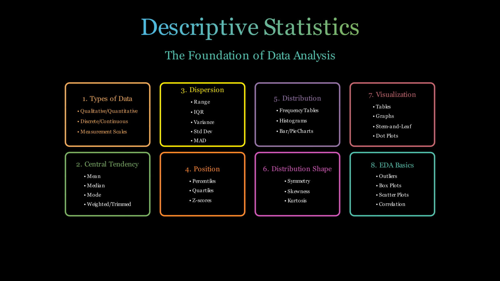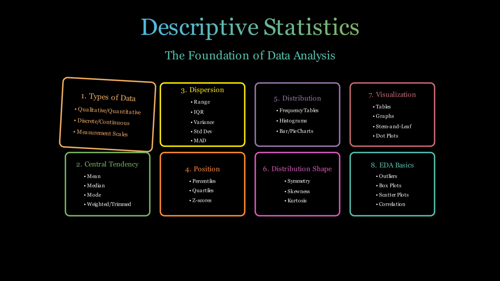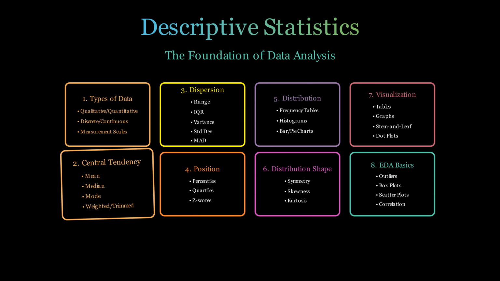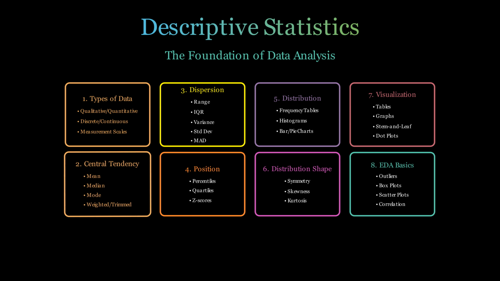Data comes in different forms, categorical like colors, or numerical like temperatures. We'll learn to classify data properly before analysis. Central tendency measures where data clusters. The mean gives the average, median the middle value, and mode the most frequent value.